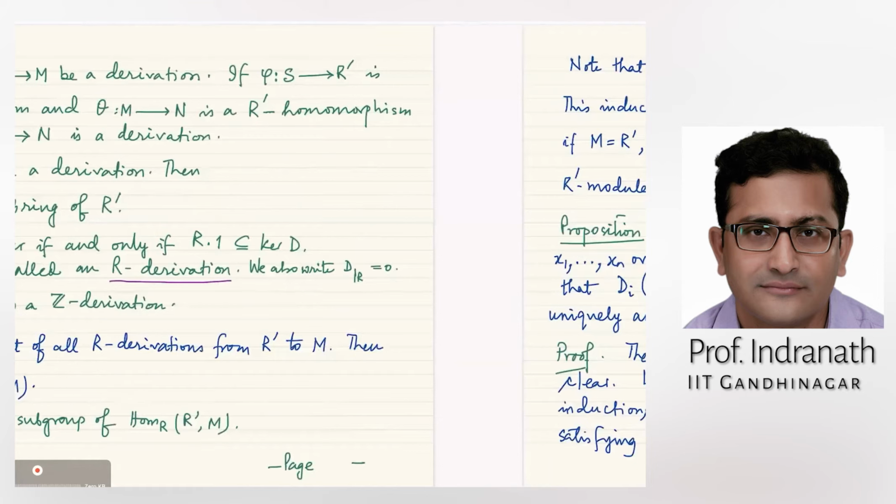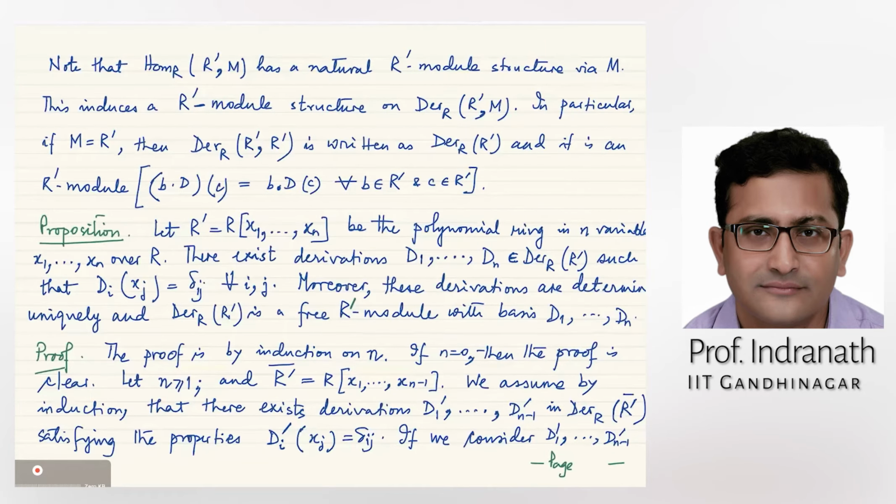This proposition is very important, which said that if you have the polynomial ring in n variables, then there exist derivations such that the variables you can send to these values, in the sense that d_i of x_j equals the Kronecker delta ij, and these derivations are determined uniquely. And moreover, this is a very, very important statement: as you can see, this is a free R'-module with basis d_1, d_2, ..., d_n.